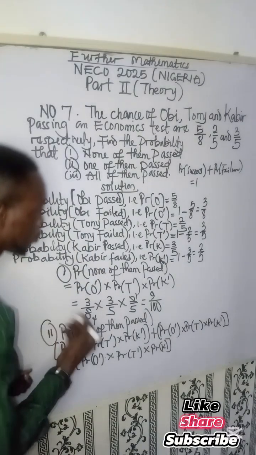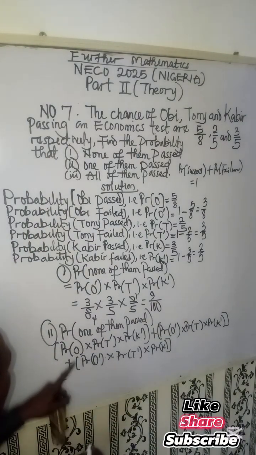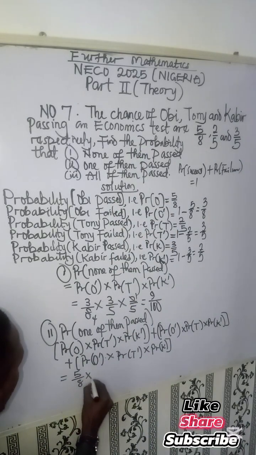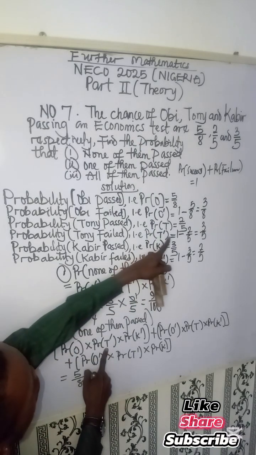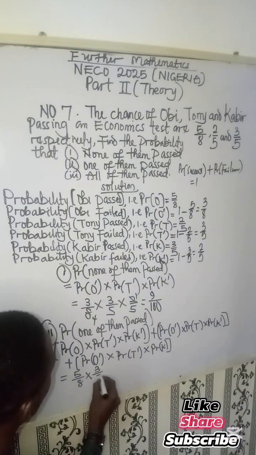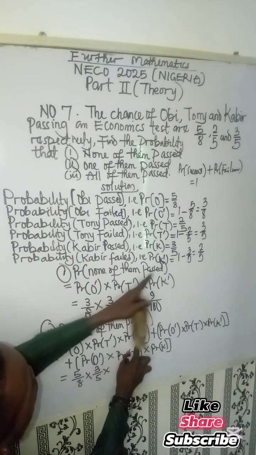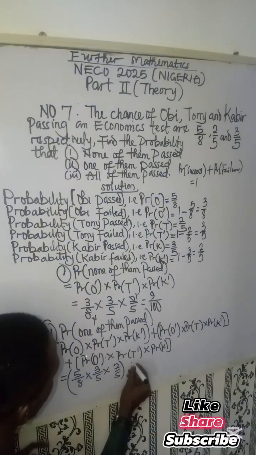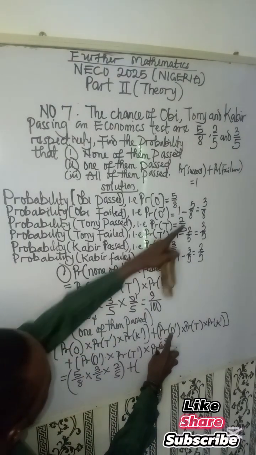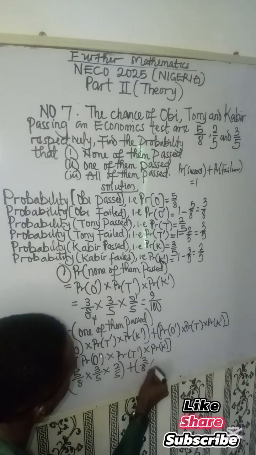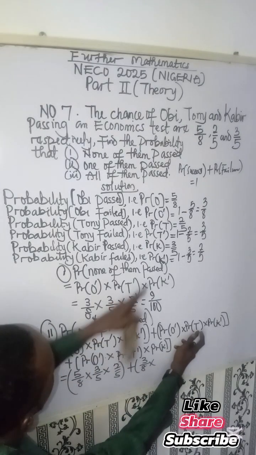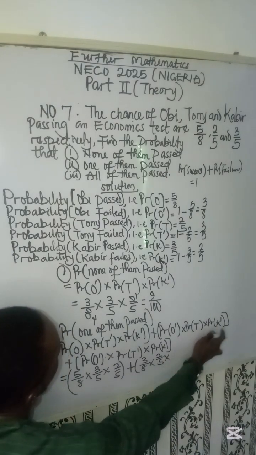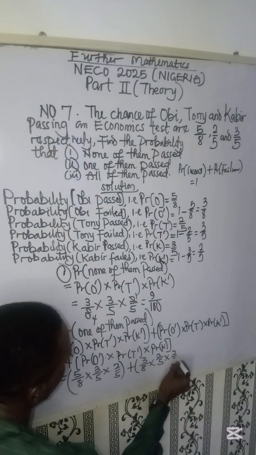So what do we need to do here? It becomes Obi pass, which is 5 divided by 8, multiplied by Tony fail, which is 3 divided by 5, multiplied by Kebir fail, 2 divided by 5. We are done with this. We are going to add it to Obi fail, that is 3 divided by 8, multiplied by Tony pass, that is 2 divided by 5, multiplied by Kebir fail, that is 2 divided by 5.